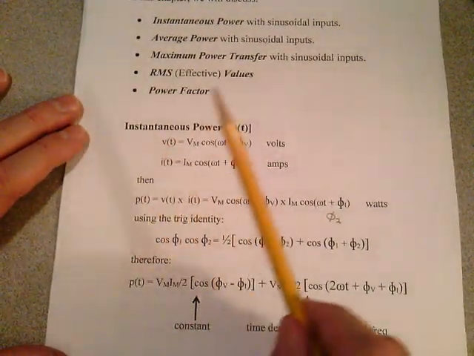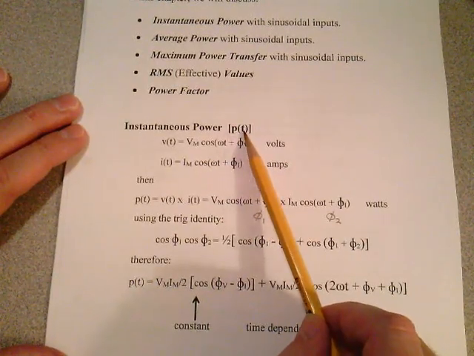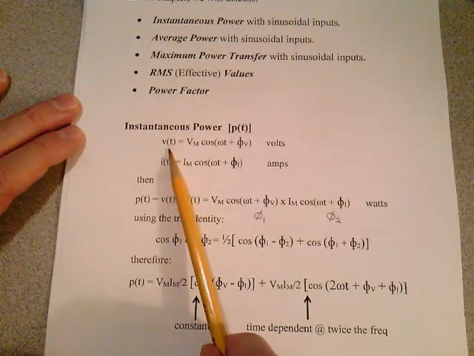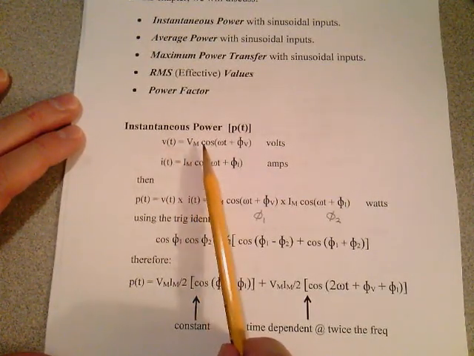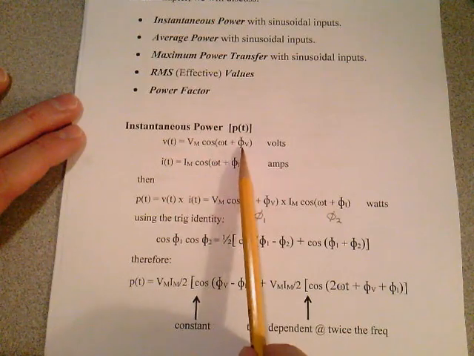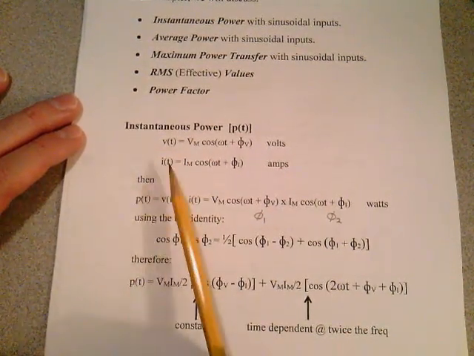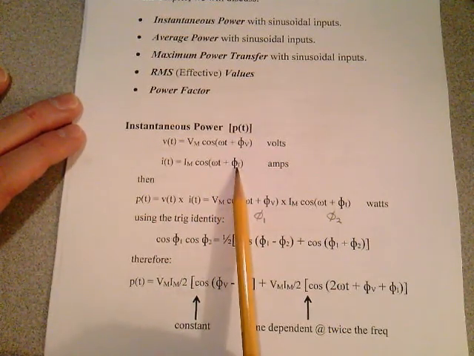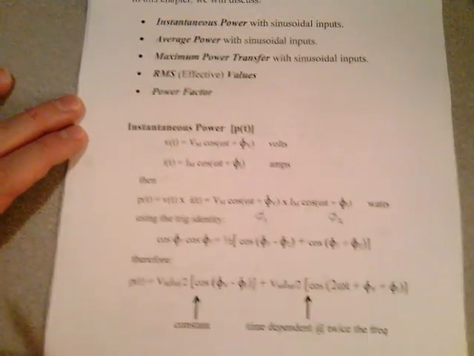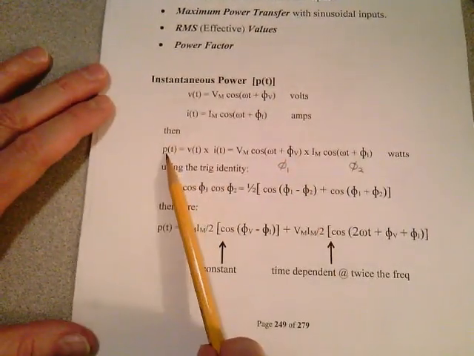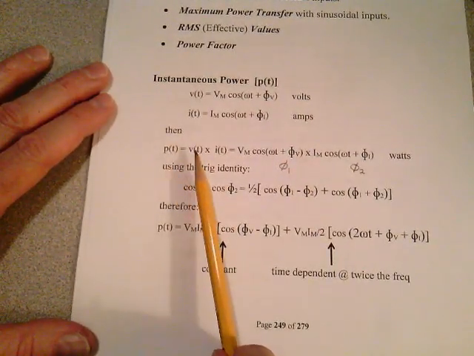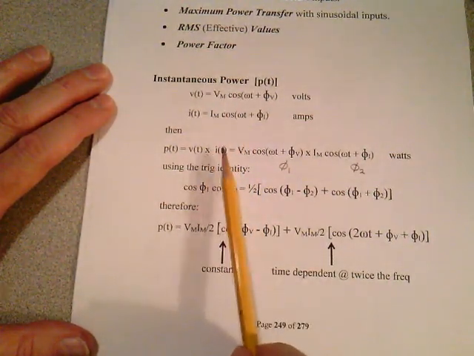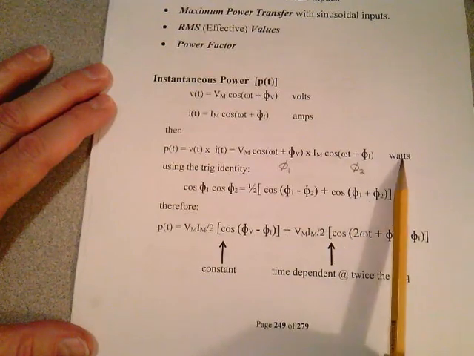Just as the name implies, it's instantaneous with respect to time, time variant, so it's a small p. And if we use our convention, where the time variant voltage is equal to Vmax times the cosine of omega t plus some phase associated with the voltage, and the current is Imax times the cosine of omega t plus some phase angle associated with the current, then the power law says that the instantaneous power is equal to the instantaneous voltage times the instantaneous current. I just move these down with the substitution, and I get this expression here in watts.